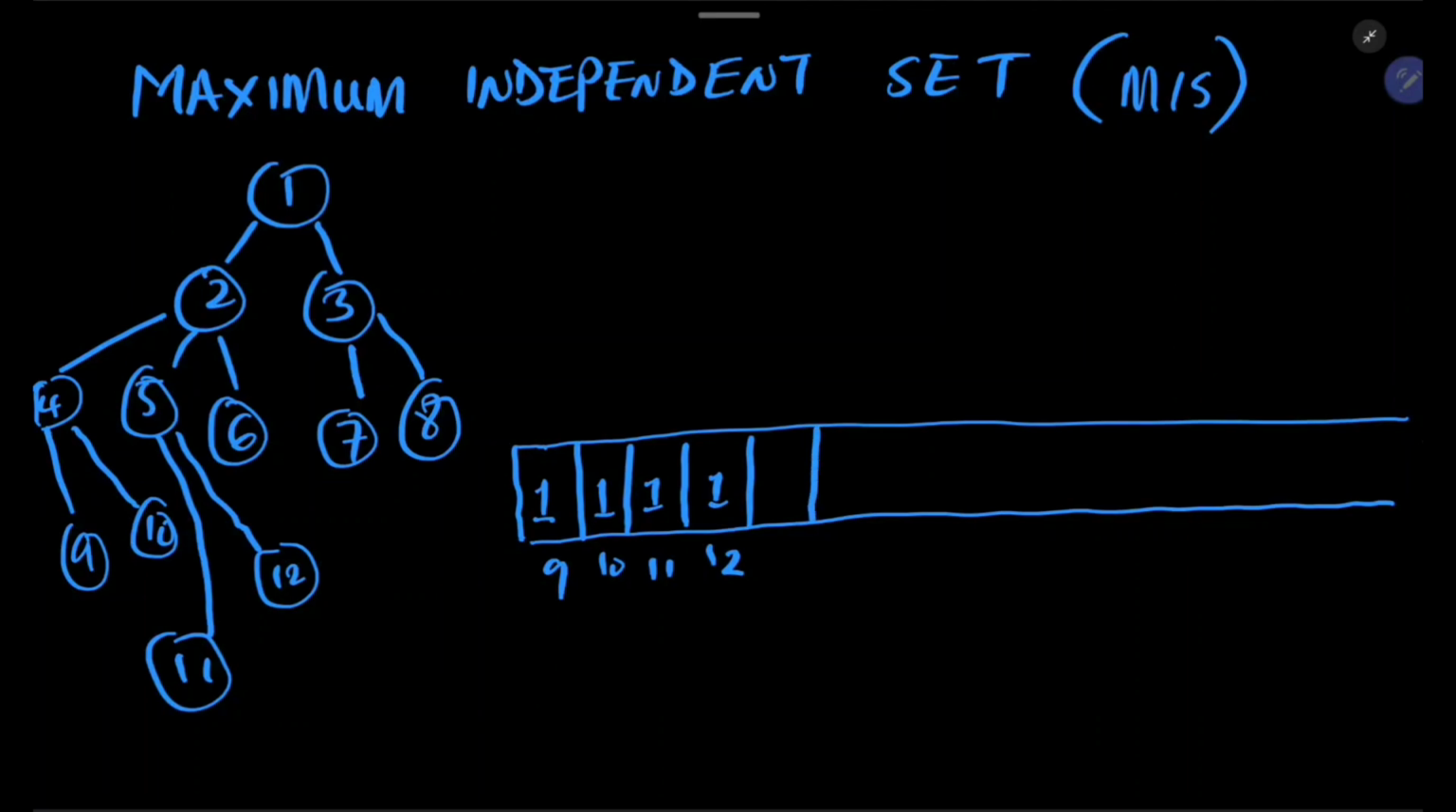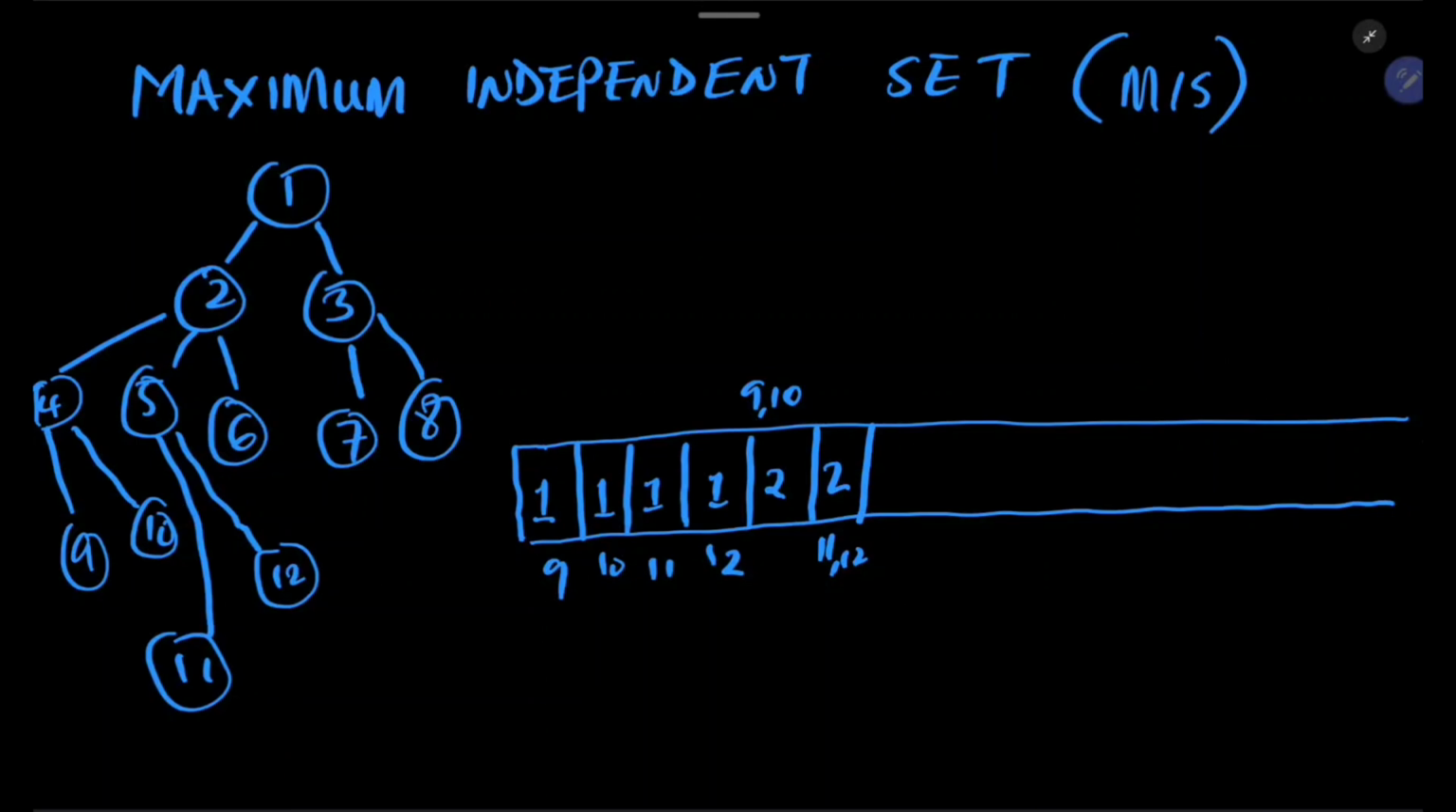So now, let's go with node 9 and 10, that would be 2. Let's go with 11, 12, that would be 2 again. So we are done with everything on this level.